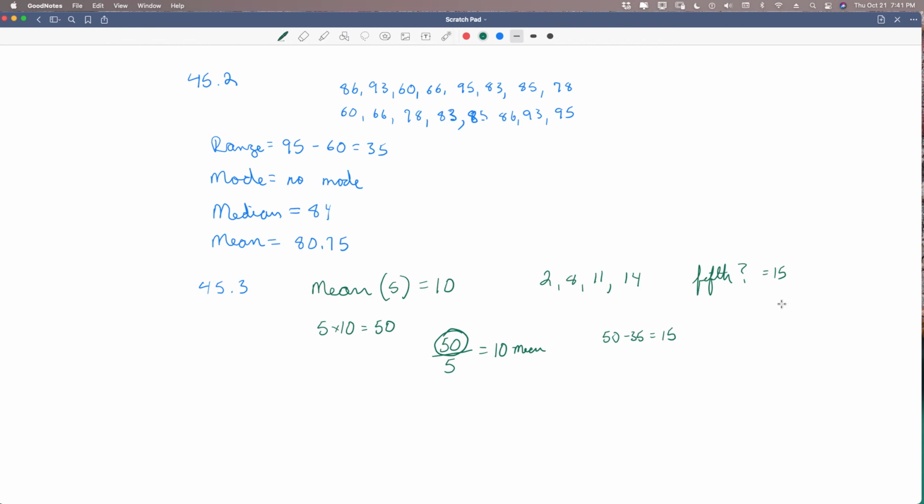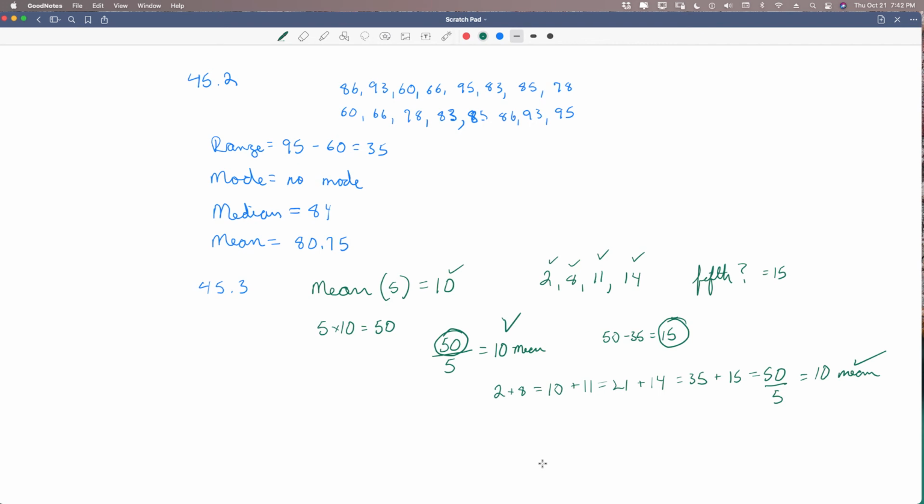And here's how you check that to see if you're right. So we add up these numbers. 2 plus 8 equals 10. Check. Plus 11 equals 21. Check. Plus 14 equals 35. Check. Plus 15, which would be our fifth number, equals 50. Check. Now we have 1, 2, 3, 4, 5 numbers. So we divide that by 5. That looks just like where we started. Equals 10 for your mean. So because this matches this, we know that we have the right number, and that number, the fifth number, is 15.